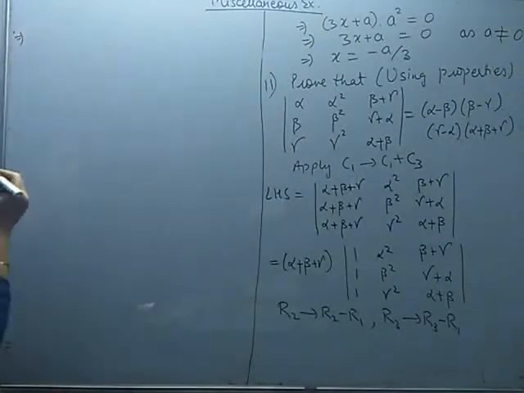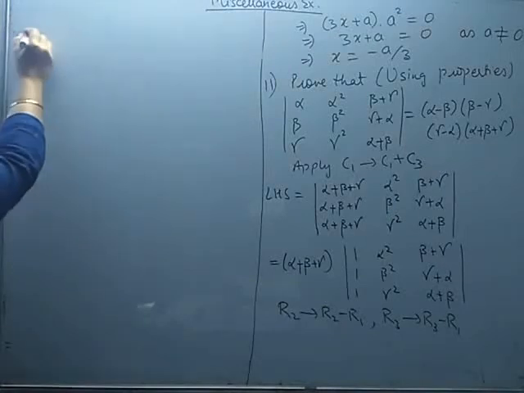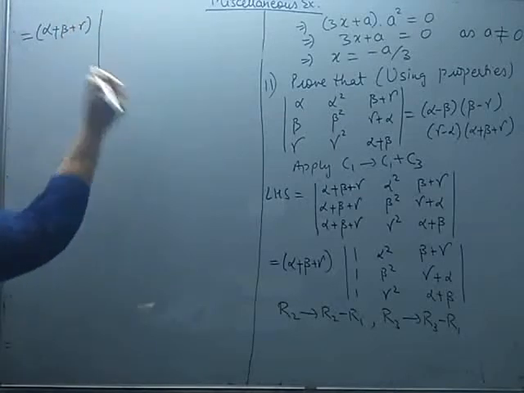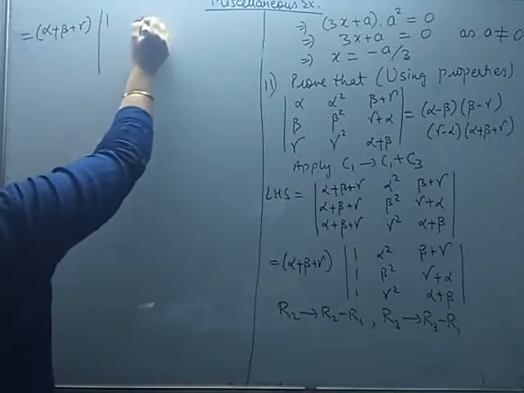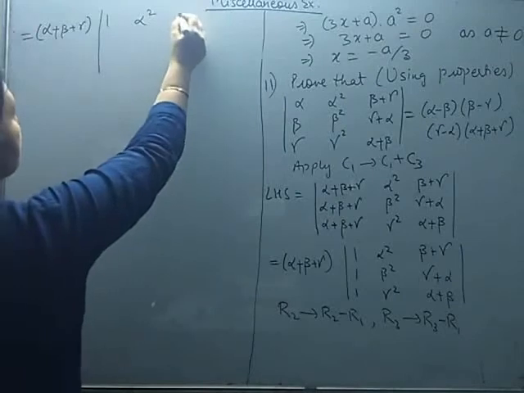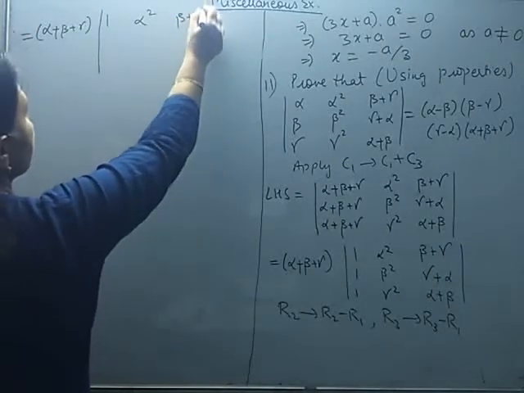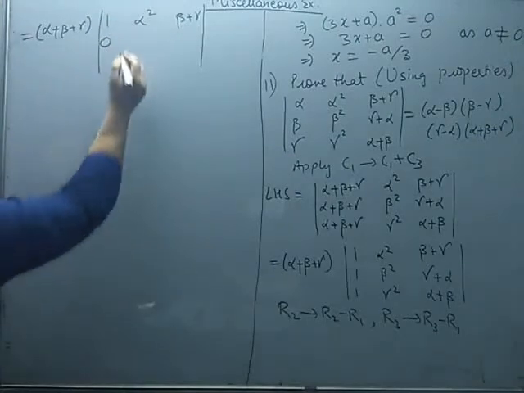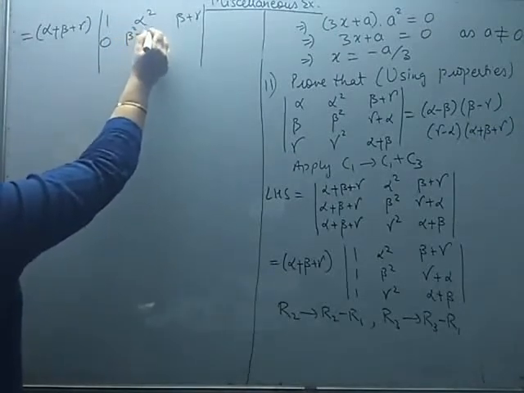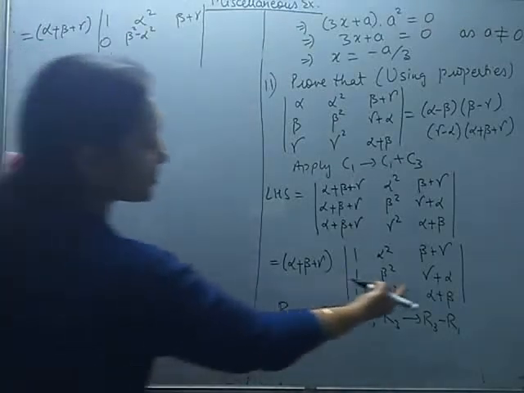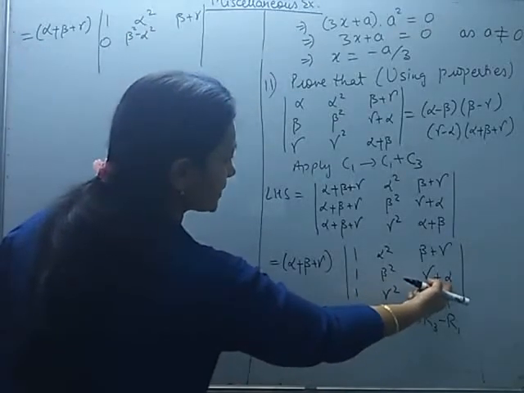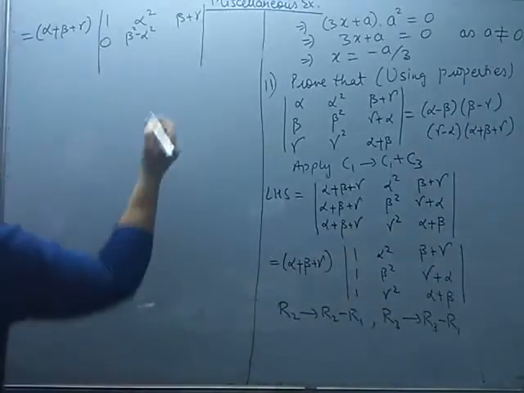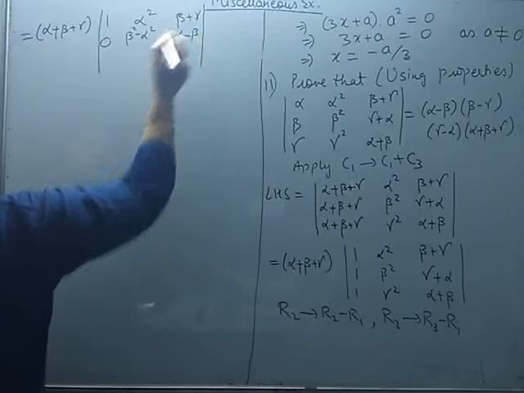So the operations applied are R2 as R2 minus R1 and row 3 as row 3 minus row 1. After this application, the determinant reduces to the product of alpha plus beta plus gamma. Now apply the operations. First row elements as it is, we'll apply the operation in the second and the third row. See, 1 minus 1 gives us 0. Then here we get beta square minus alpha square. The last part of this, gamma plus alpha minus beta minus gamma. So gamma and gamma will get cancelled out. You will get alpha minus beta.